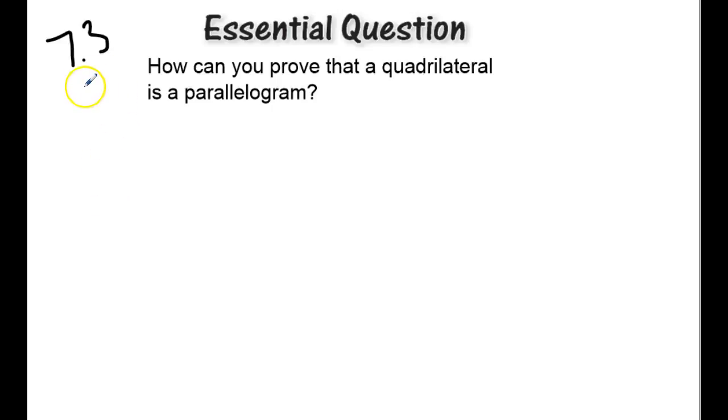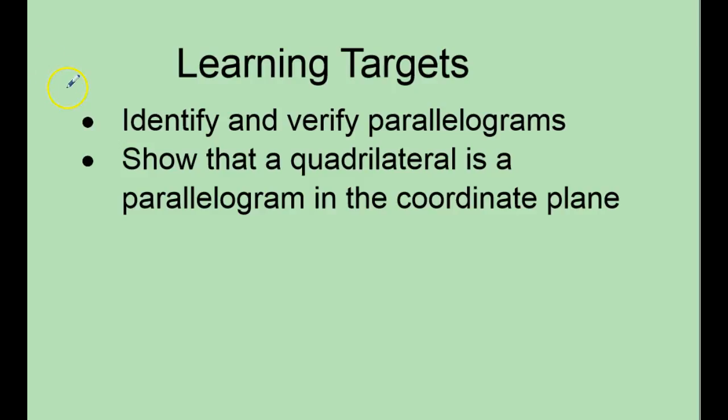All right, here we're looking at section 7.3. Our essential question for this section is how can you prove that a quadrilateral is a parallelogram? So let's look at our learning targets. Our first one is to identify and verify parallelograms. And then we're going to show that a quadrilateral is a parallelogram, and here we're again using our coordinate plane, right? So that's very important for these different things.